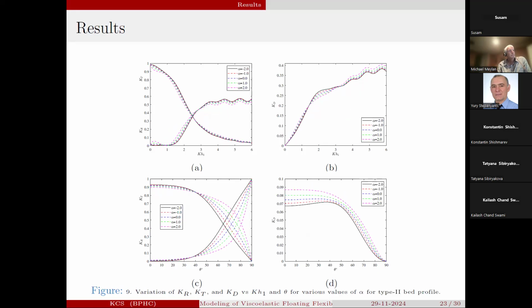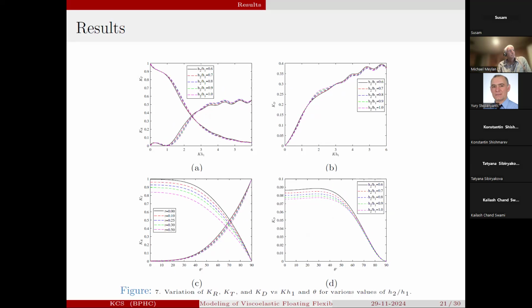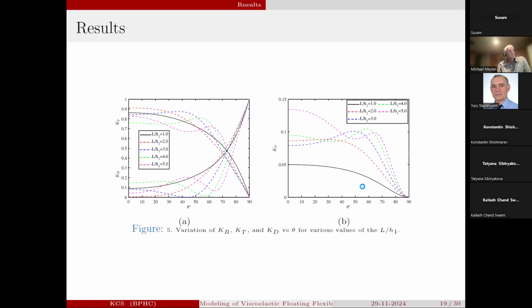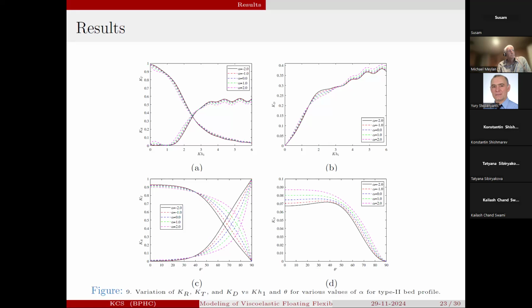Here, yes, alpha. So alpha is nothing but this. Let me show you. Alpha is this kind of bed profile. The different values of parameter alpha I have taken here are -2, -1, 1, and 2. So in the long wavelength regime here, you can see that initially, when I have taken alpha as -2, the reflection was less. But as the value of alpha increases up to 2, the reflection increases and transmission decreases.